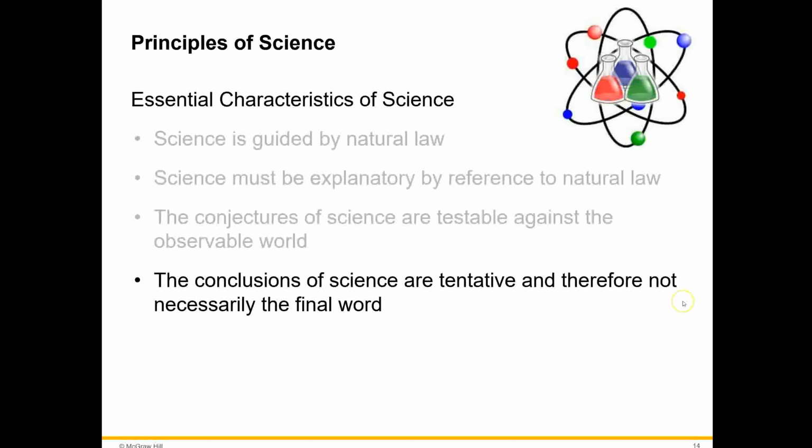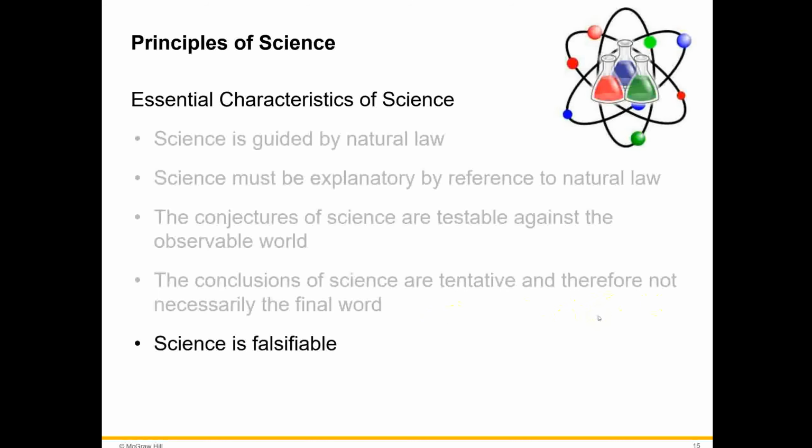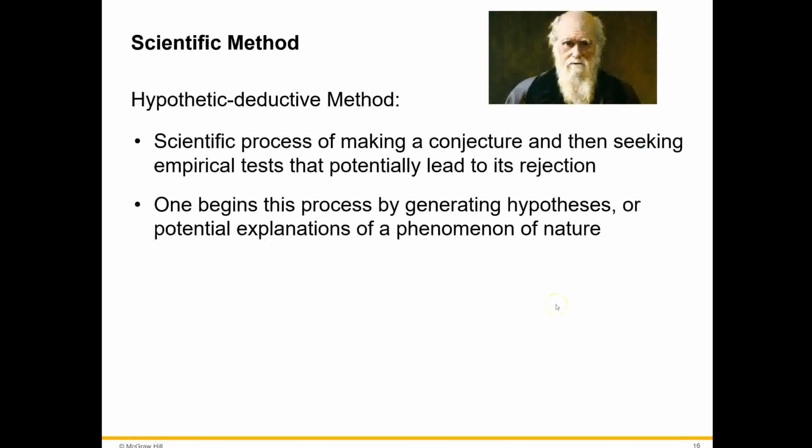The conclusions of science are tentative and therefore not necessarily the final word. We don't prove things 100% in science. We are merely discussing likelihoods and probabilities. Science is never settled. There are always things that can be proven or disproven. There's always more to be learned. Science is also falsifiable. So it has to be something that can be proven false. If it's based on opinions, if it's based on something that you have invented, it doesn't count as science.